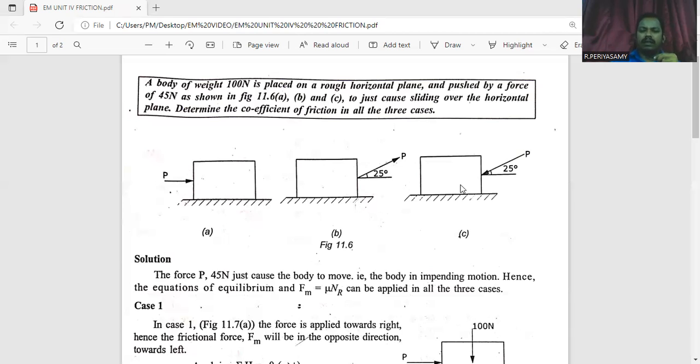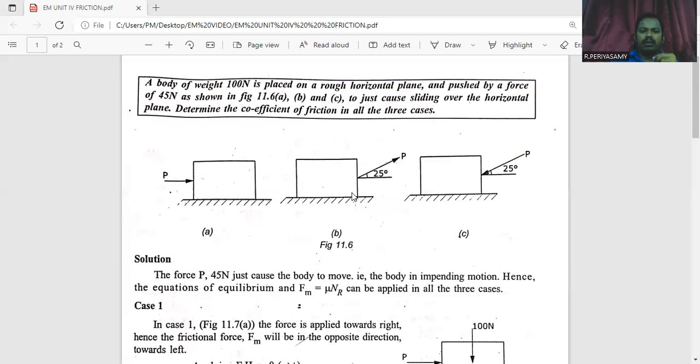Next, case C, case 3. In this case, one body rests on the rough surface. At the same time, the 45 Newton force acts towards the leftward direction. When the body moves in the leftward direction, the frictional force acts in the rightward direction. So we have to find the coefficient of friction of the given problem.